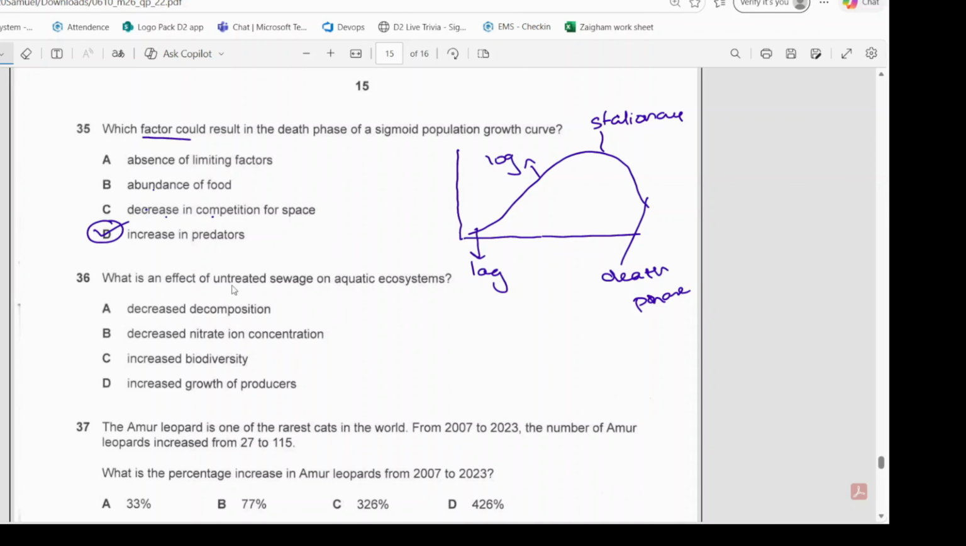What is an effect of untreated sewage water on an aquatic system? So this would give rise to eutrophication. So there would be more algal bloom, right?